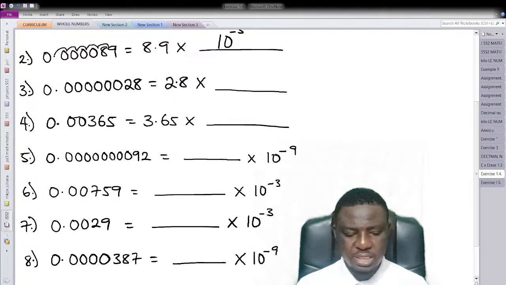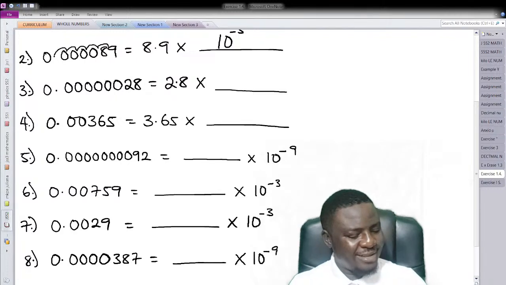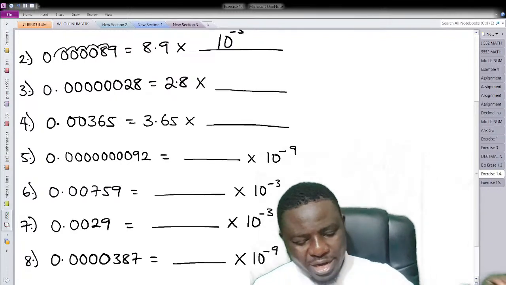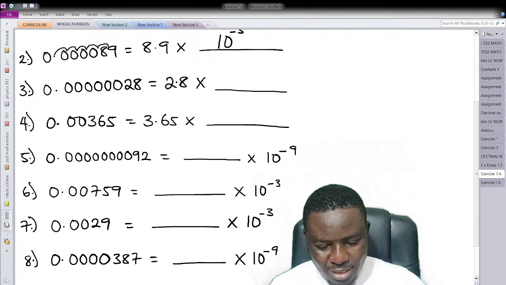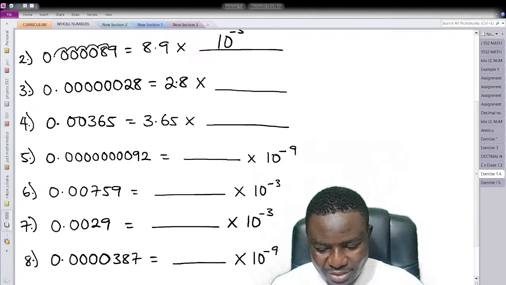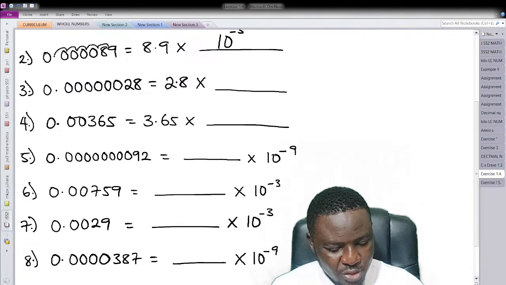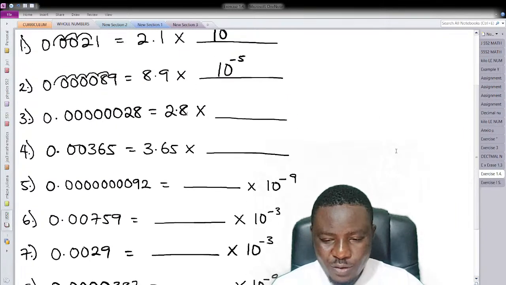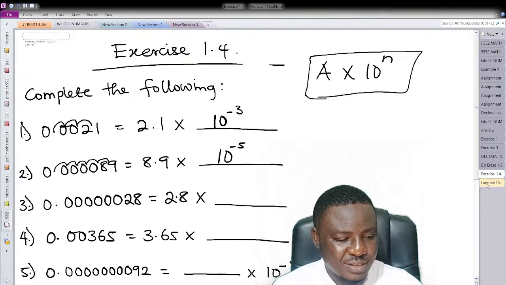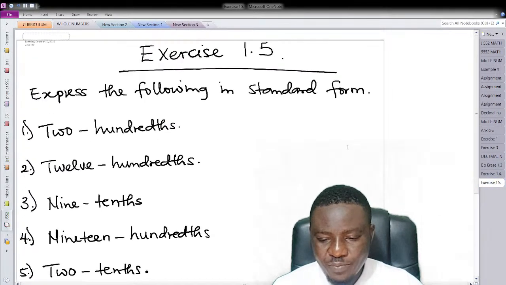Number 8, Sarah says, is 3.89. Okay. Sarah, that's correct. That shows you are following the class, and I appreciate you for that. You got all correct. So let's move to the last exercise for today.